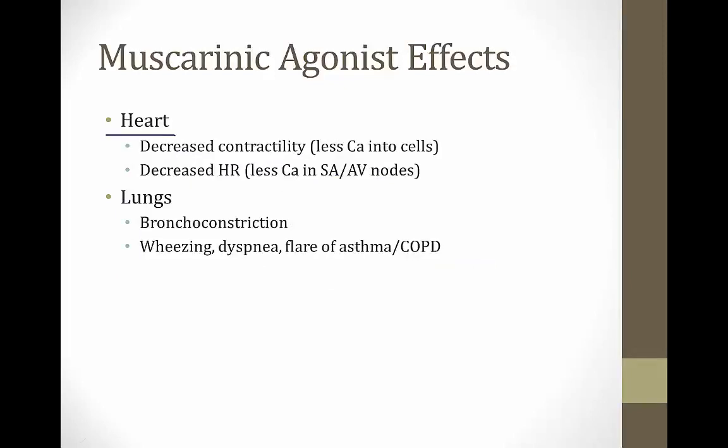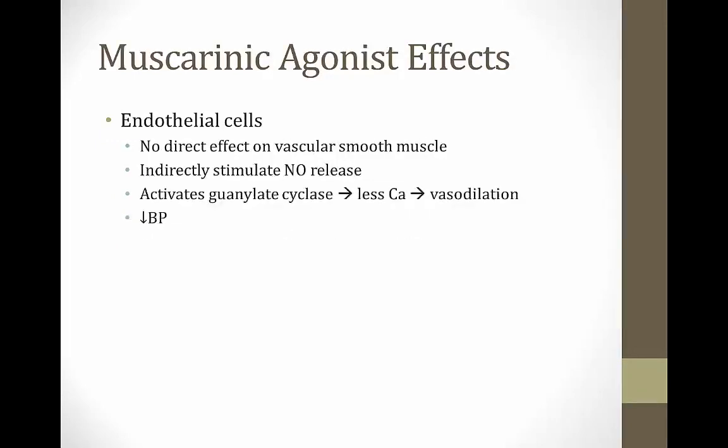In the heart, muscarinic receptor activation leads to decreased contractility by allowing less calcium into the heart cells, and decreased heart rate by allowing less calcium into the SA and AV nodes. In the lungs, muscarinic activation leads to bronchoconstriction, so the symptoms that patients will develop are things like wheezing and dyspnea, or if they have asthma or COPD, you can see a flare of these symptoms. Endothelial cells have a special mechanism by which they are affected when muscarinic systems are activated.